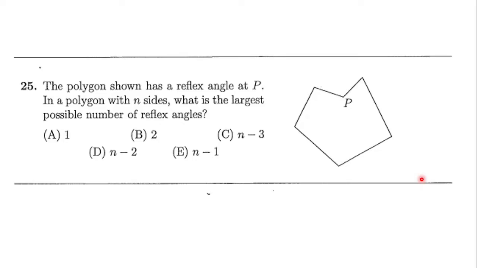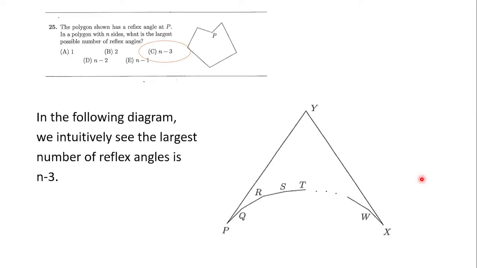So this was an interesting question, bit of creative thinking. We can actually form a kind of circle here, or close to a circle, and all of these are going to be reflex angles. And then we just have this triangle here, where there's 1, 2, 3 acute angles, giving n minus 3.